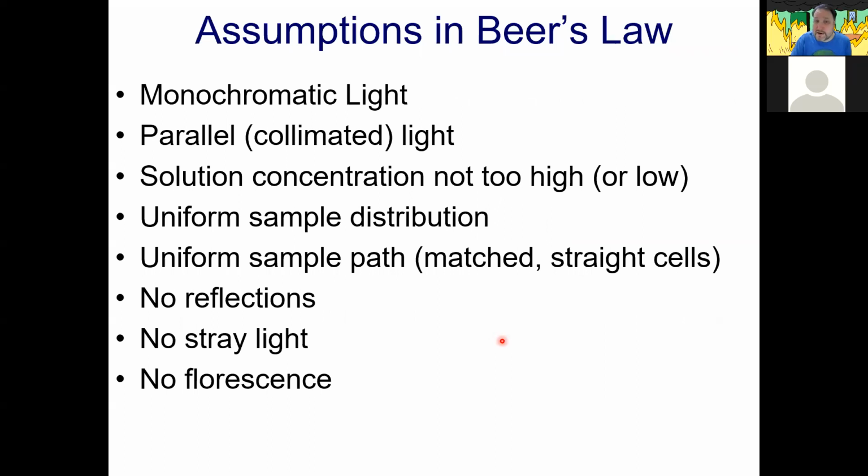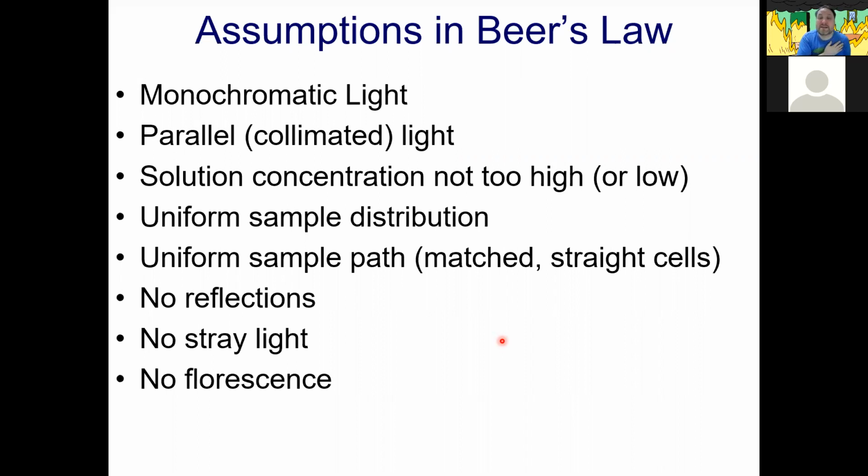There are some assumptions that are going to go into Beer's Law. Assumption number one is that you are dealing with monochromatic light. You don't want two different wavelengths of light in at the same time because things may not necessarily absorb the same at two different wavelengths. You are assuming that you've got parallel or collimated light. So you don't want the light going everywhere, you want it all straight and parallel.